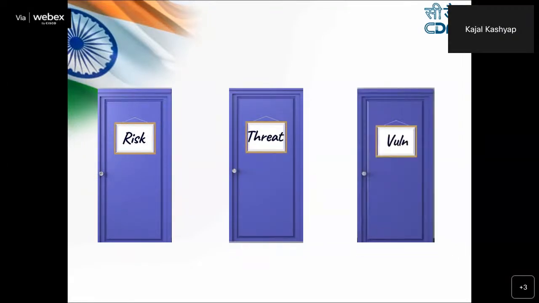Here you can see three terms: risk, threat and vulnerability. Firstly, let's see what threats are. A threat is if your device is having any sort of virus or malware. Different kinds of threats are coming nowadays. And then we have vulnerability. Vulnerability means the loopholes and weaknesses in your devices.